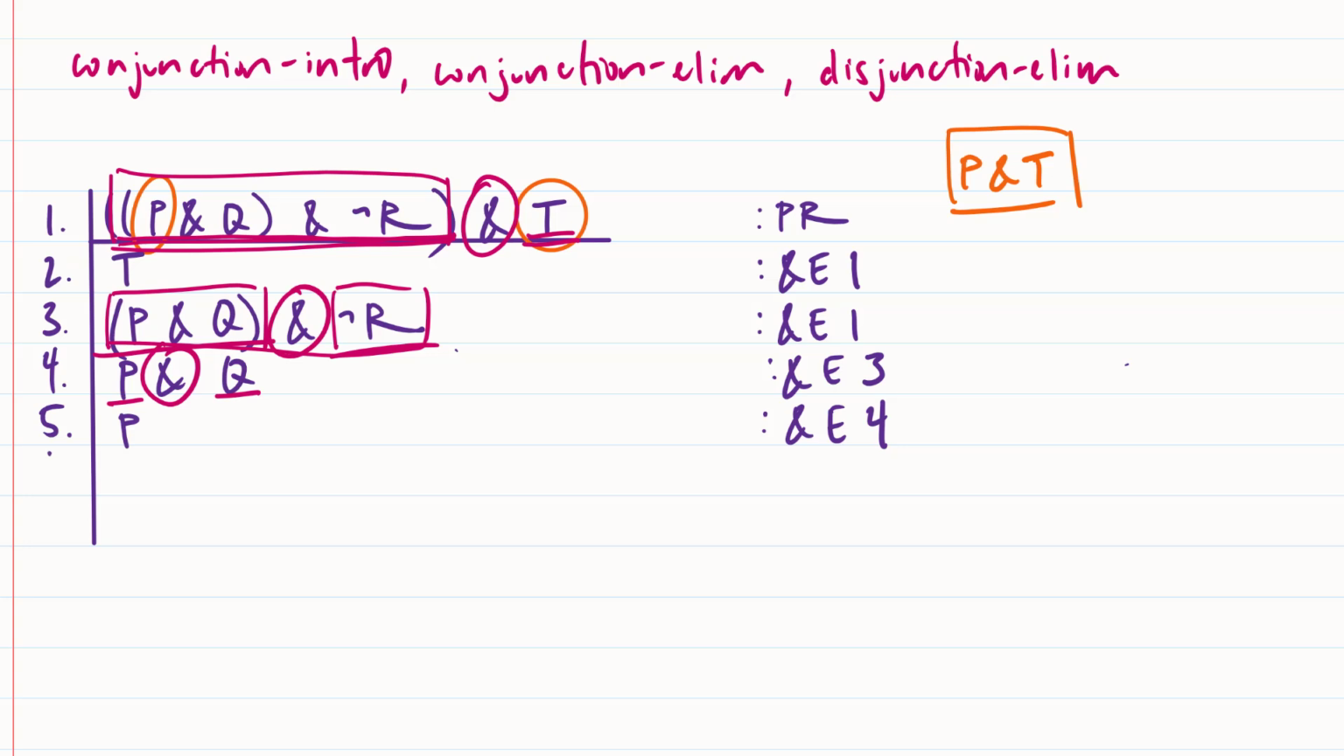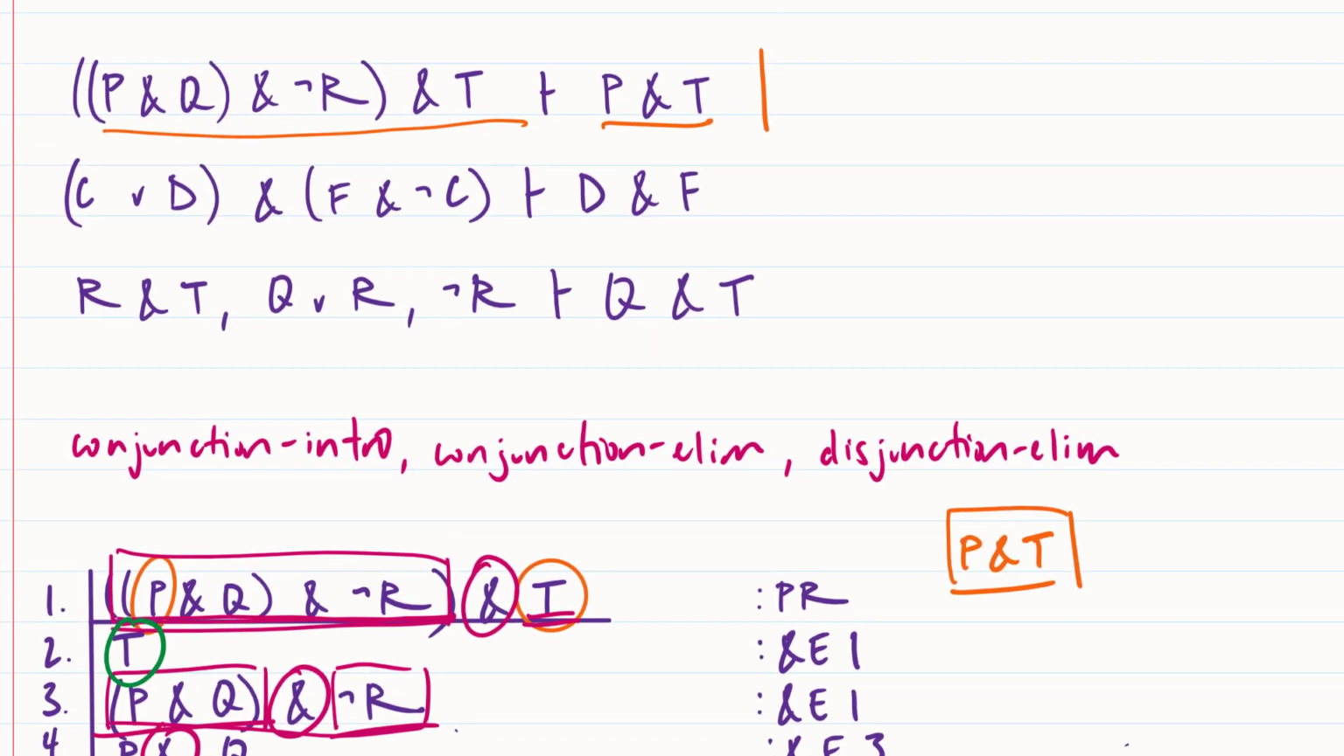Okay, now on line 6, we want to put P and T together. That's conjunction introduction, and this rule takes 2 lines. So we have our T here on line 2 and our P here on line 5. So we're going to put 2 comma 5 with the rule there. Okay, and we're done.